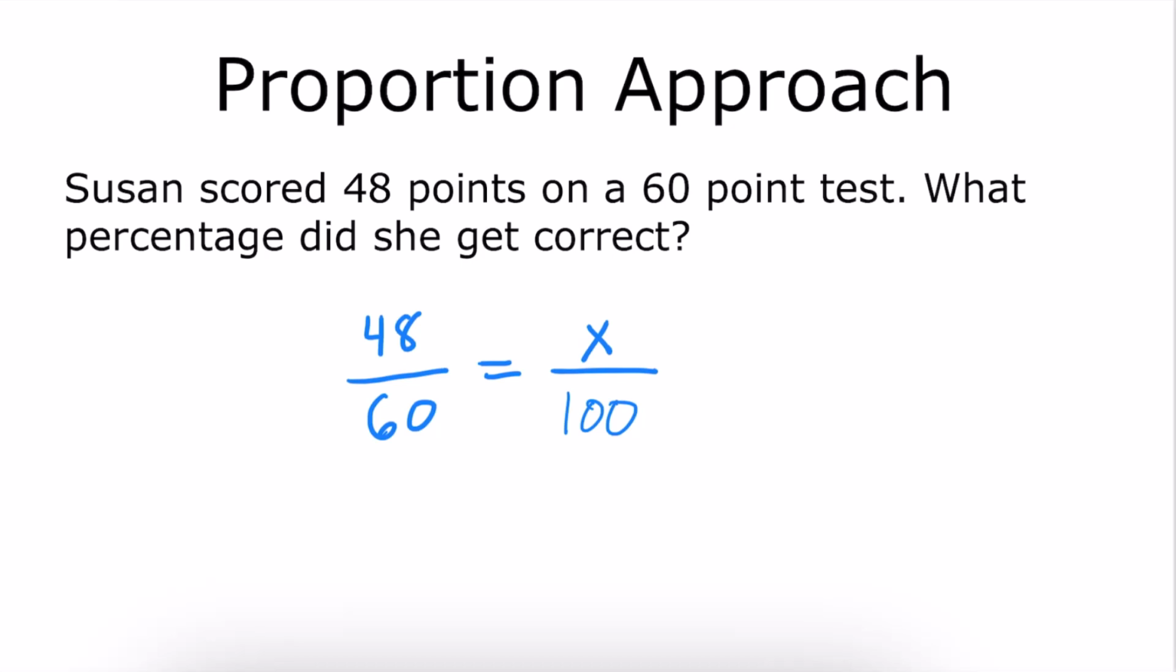So if we wanted to solve this, we could solve it in the same way that we did the last one by cross multiplying and saying, okay, 100 times 48 is 4,800. 60 times x is 60x.